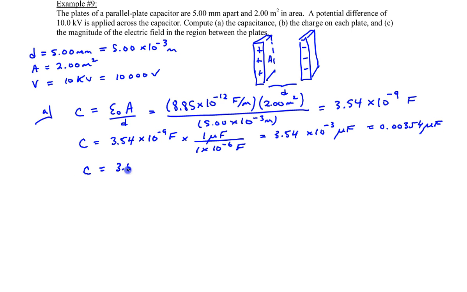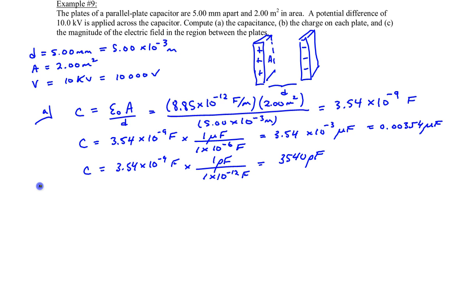Or alternatively, you could write this in picofarads. If you were to take this 3.54 times 10 to the power negative 9 farads, then multiply by a picofarad, which is 1 times 10 to the power negative 12 farads, you will get 3,540 picofarads. In many applications, the most convenient units of capacitance are the microfarad or the picofarad that I've just written down.